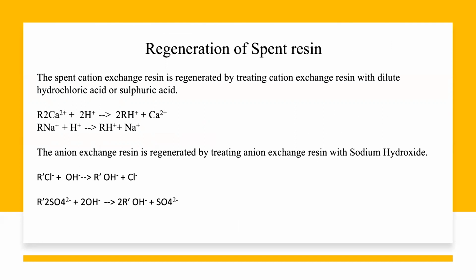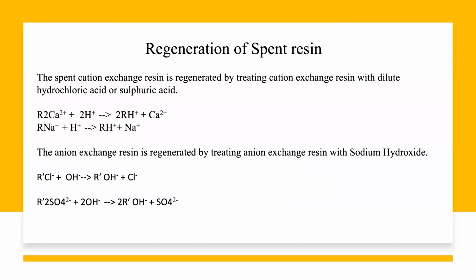Then let us know how to regenerate the spent resin. The spent resin can be regenerated because after several uses it stops working, then it has to be regenerated. The spent cation exchange resin is generally regenerated by treating with dilute hydrochloric acid or sulfuric acid. And the reactions are as follows: R2Ca2+ + 2H+ giving 2RH+ + Ca2+, and RNa + H+ giving RH+ + Na+.